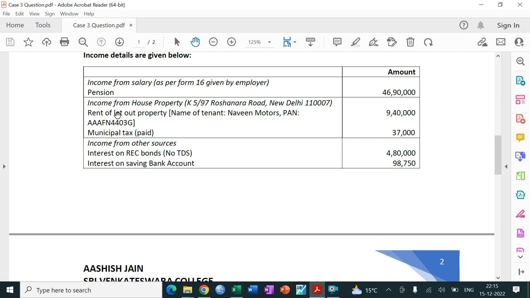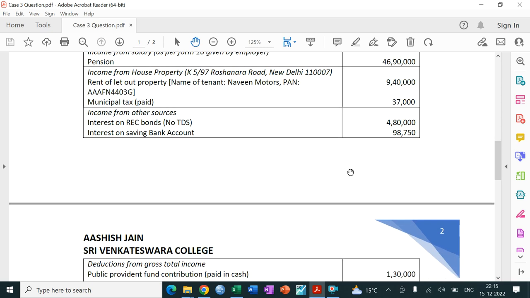Then coming to the section of income from house property, the nature of the house property is let out. So let out rent is given, that is 9,40,000. Municipal tax paid by the owner, that is 37,000. Income from other sources: interest on REC bond without TDS, that is 4,80,000. Interest on saving bank account, that is 98,750.